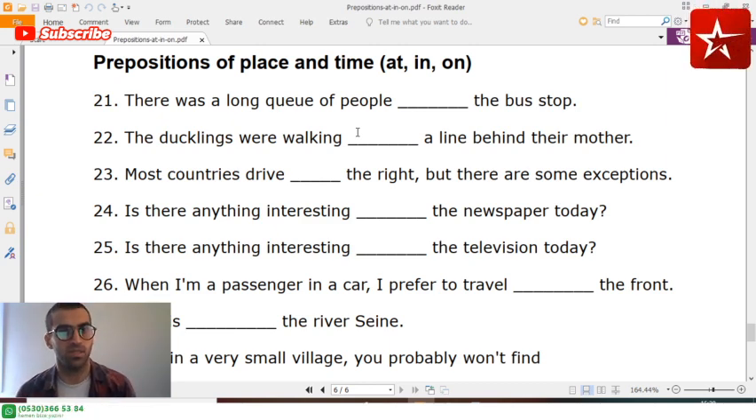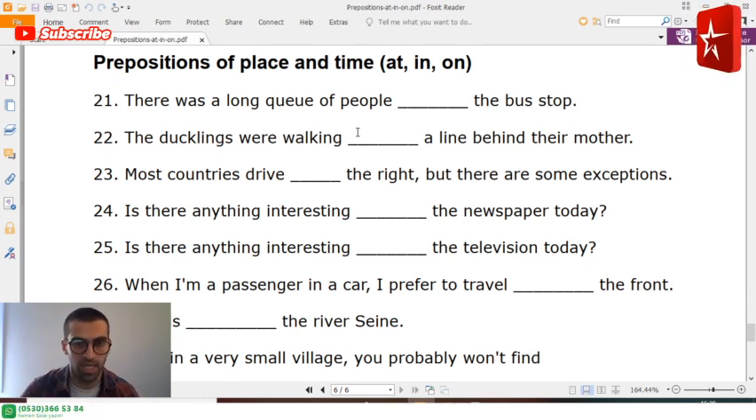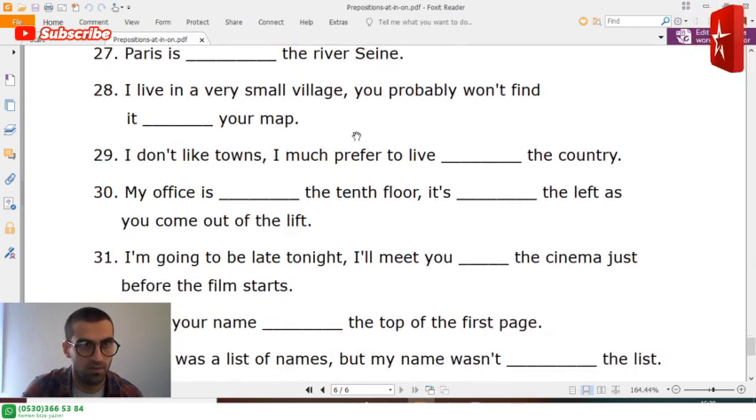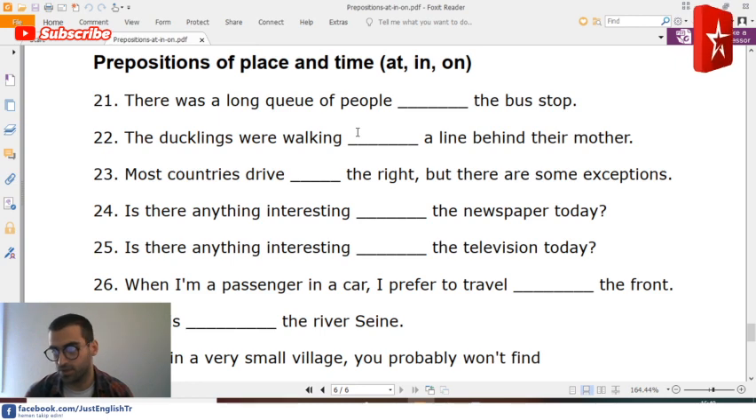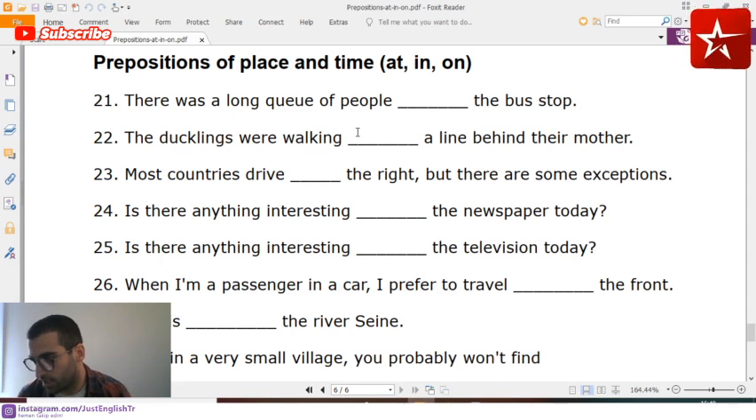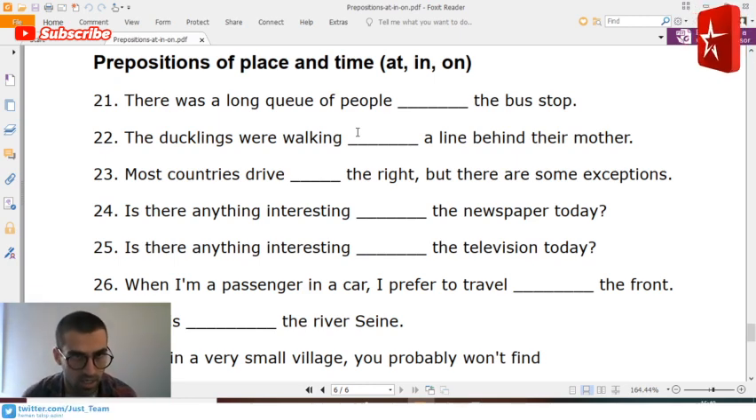23. Most countries drive on the right or at the right or in the right. Which one? 23. Okay, guys, please be active as much as possible. Okay, we will do just 3 or 4 of them. Most countries drive what? Which one we will use? Yes, 23. They say on the right. Yes, 23 is the correct. On the right, but there are some exceptions. Yes, on the right.